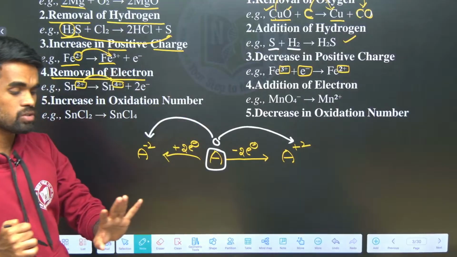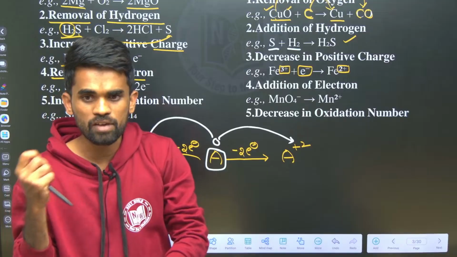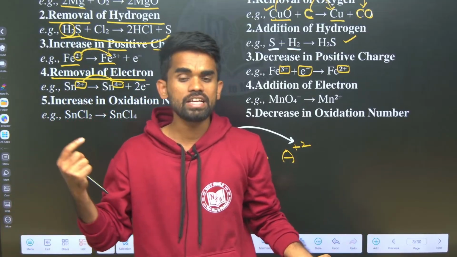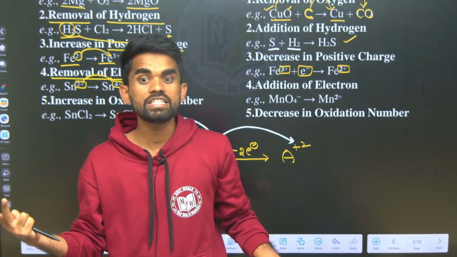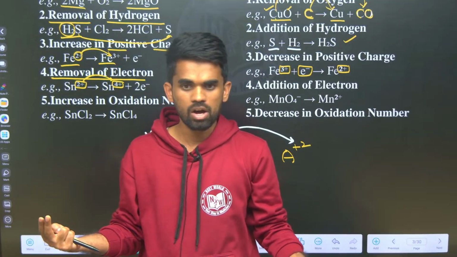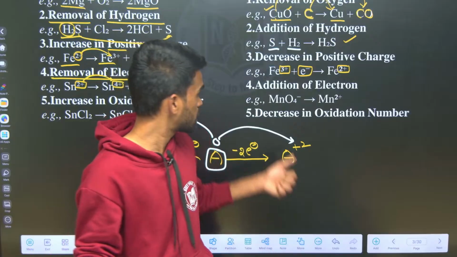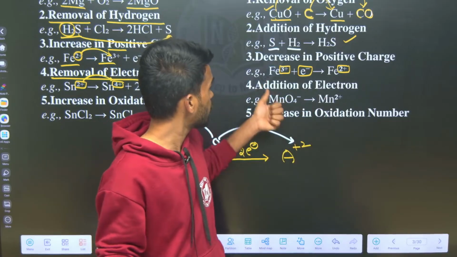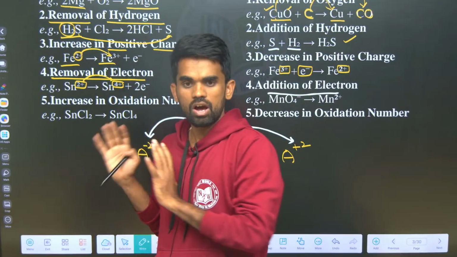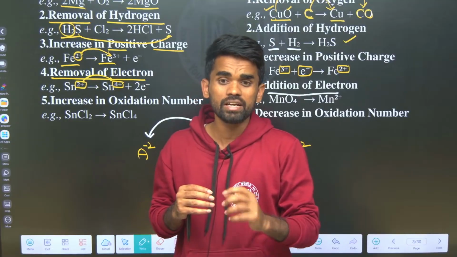Okay, so we have studied in 3 ways. First one is with respect to oxygen. Addition of oxygen is oxidation. Removal of oxygen is reduction. Addition of hydrogen is reduction. Removal of hydrogen, oxidation. Next, addition of electrons, reduction. Removal of electrons, oxidation. These are the 3 ways you can define oxidation and reduction.